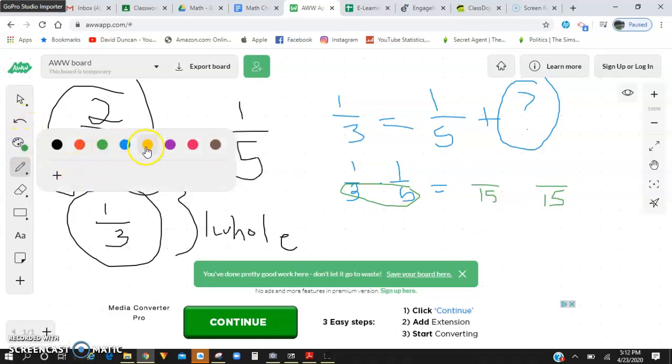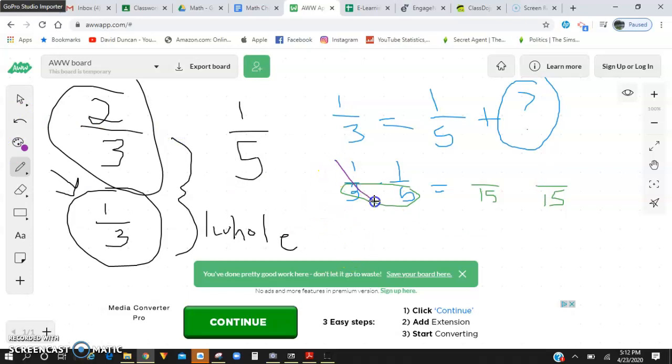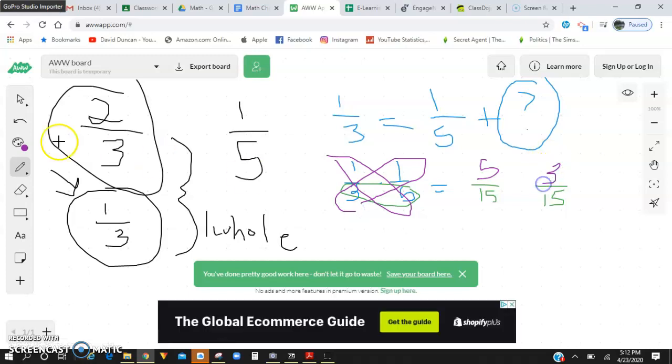I'm going to do my first wing, which is my left wing, so 1 and 5. That's going to get me 5. My right wing, 3 and 1, is going to get me 3. And then I'm going to have the body of my butterfly, which is subtract. So I know that 15 is my new denominator, and 5 minus 3 is going to get me 2. I also know that 2/15 is the smallest form. There's no factor that can go into 2 that can also go into 15.